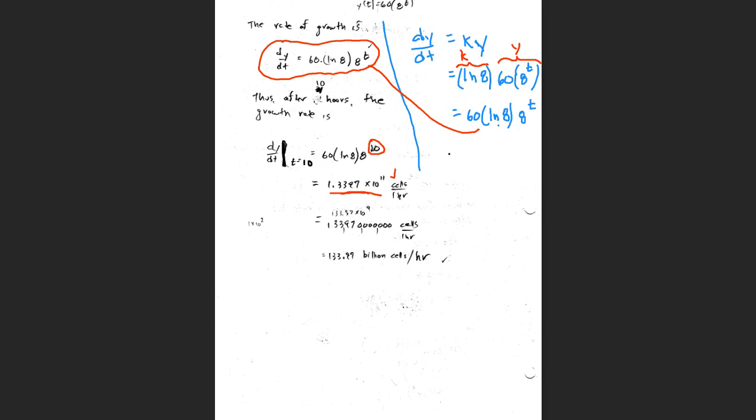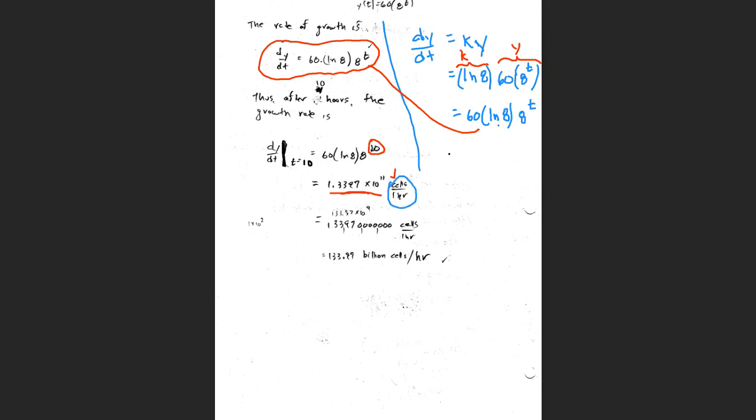Scientific notation. Okay, so now let me see here. Now the units, of course, the units are important. The units are cells per hour. Cells per hour. It's a rate.